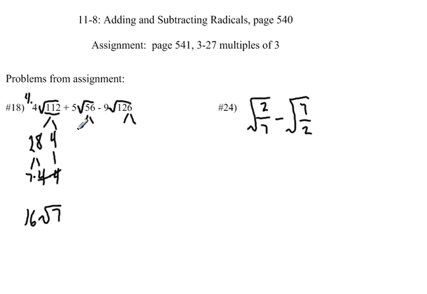Now 56 is 4 times 14. So the square root of 4 is 2. So it's going to be plus 10 square root of 14.